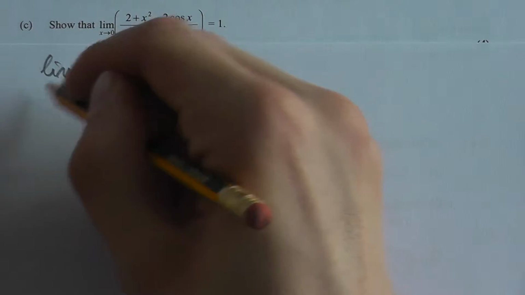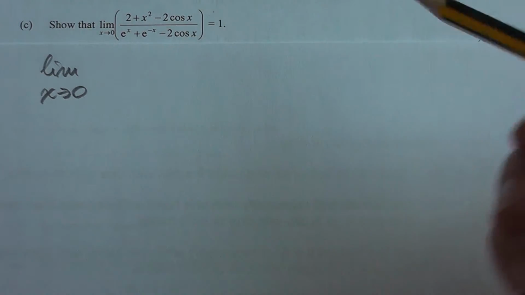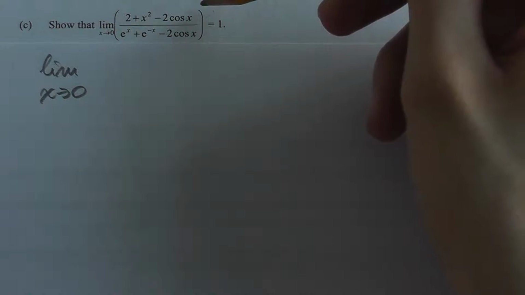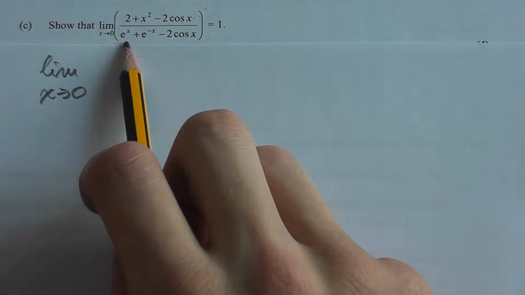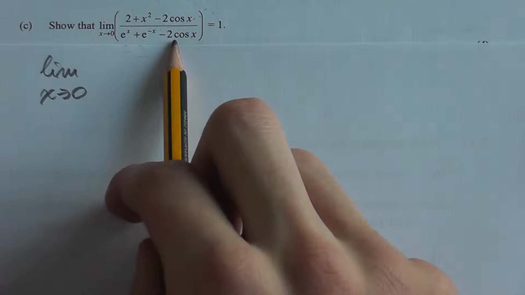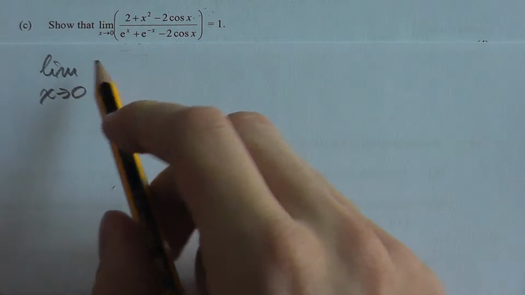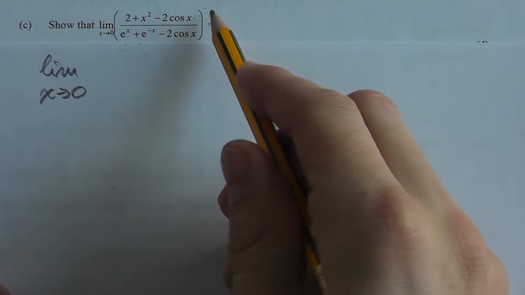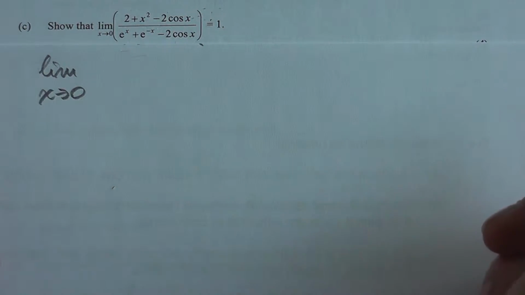Limit as x approaches 0 of this. How are we going to solve this? If we plug in 0 right away, we would get 2 minus 2, which is 0, over, this would give me 1 plus 1 is 2 minus 2 is 0. So 0 over 0 is an indeterminate form, and hence we have to apply L'Hopital, which is taking the derivative of the numerator and the derivative of the denominator in order to solve this problem.